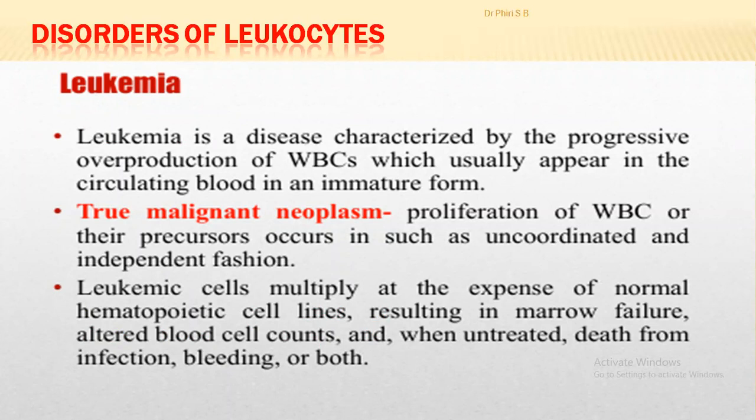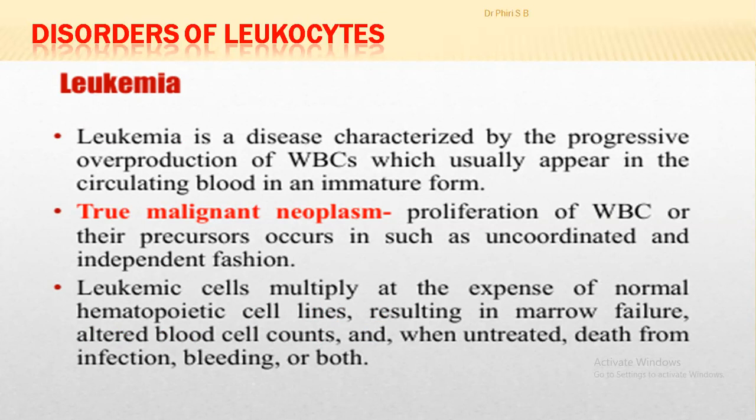So you have leukemia. It could be due to malfunction of the bone marrow, or there is neoplastic tissue that is affecting the bone marrow, and this neoplastic tissue is producing the white blood cells. So you have overproduction of white blood cells, which usually appear in the circulating blood in mature form. Because you are producing so much of these white blood cells, you start releasing them to the circulation.